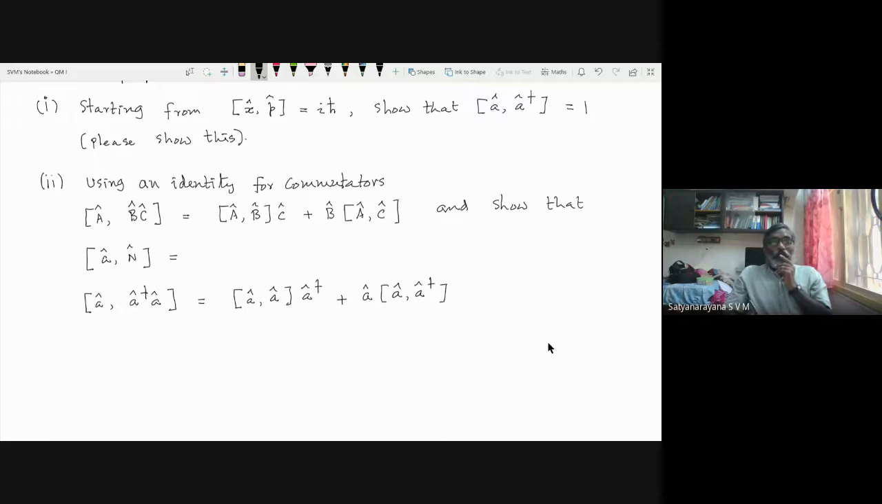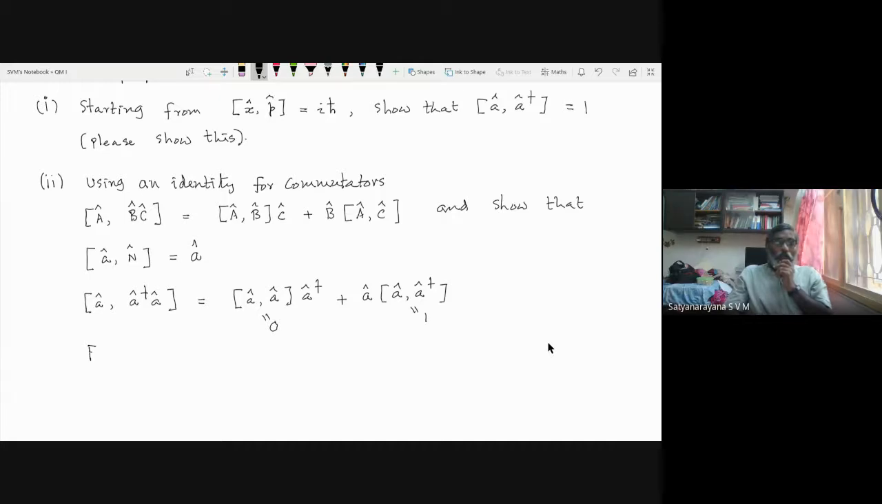You follow? So that means what? A comma A is 0 because it is the same operator. And this is equal to 1. Which is what you are supposed to have shown in the result 1. So this is simply A. Correct? So show that this is equal to 1. So I have already shown this here, but you can write it neatly.